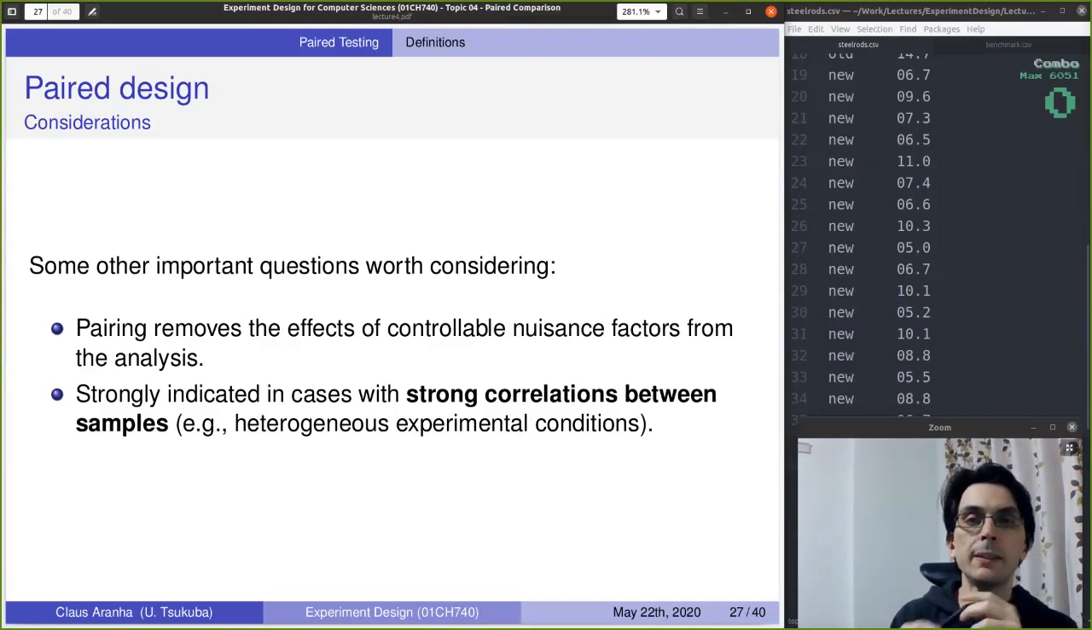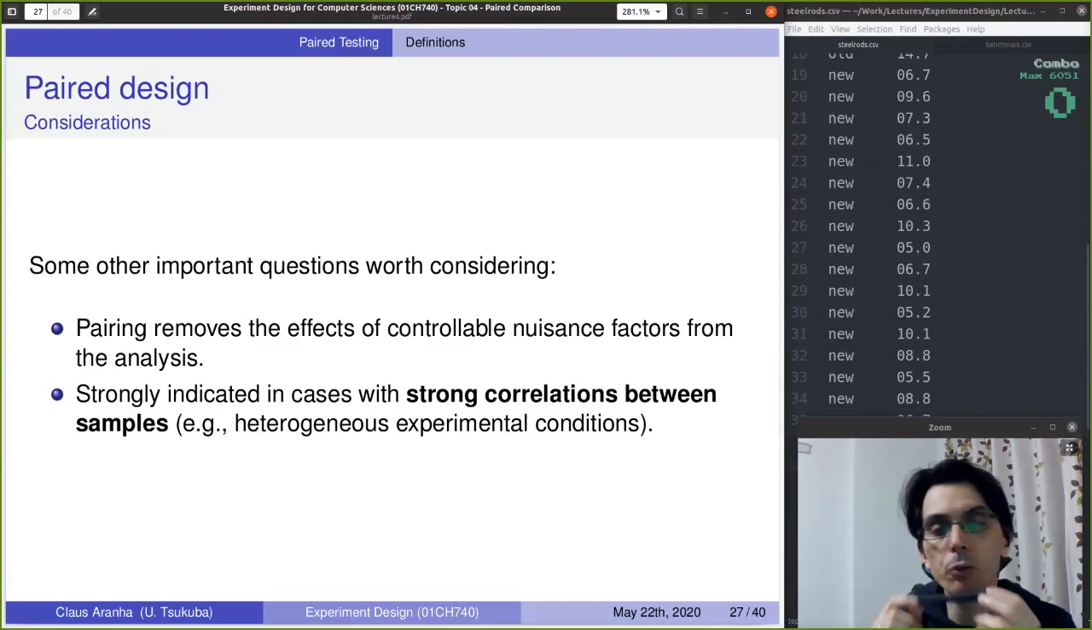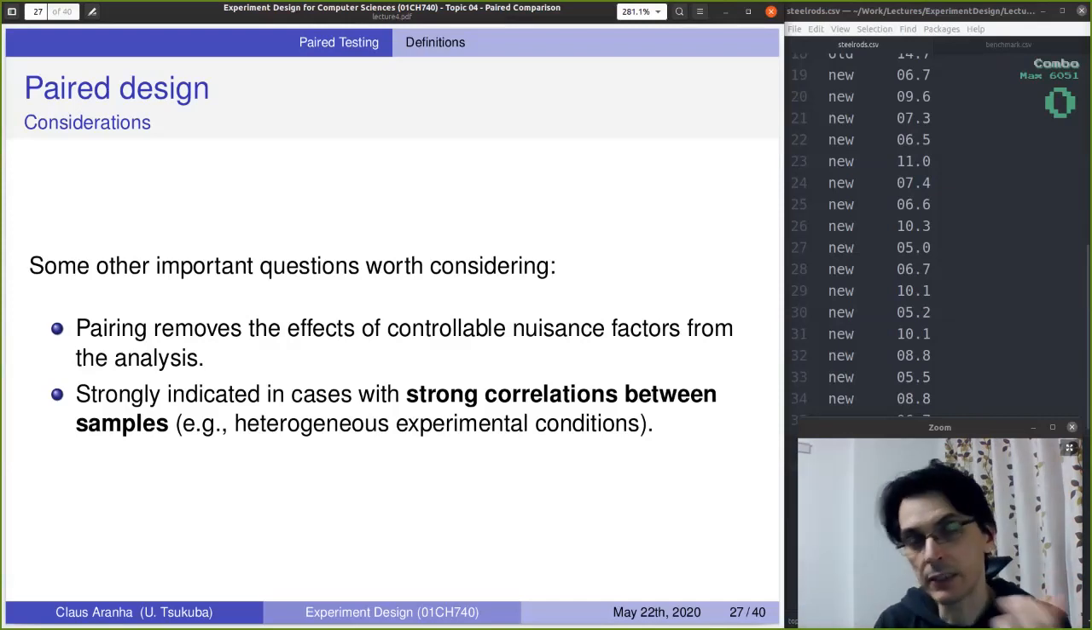So the pairing is important when we have a strong correlation between the samples, which we can also say is our heterogeneous experimental conditions. Different cars, different kids, different problem instances, etc.